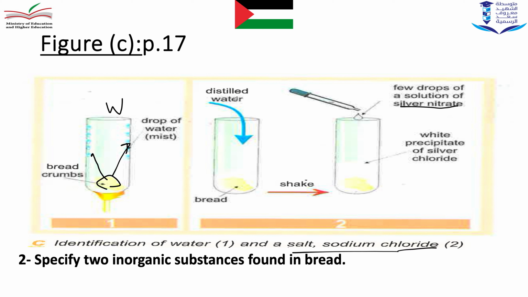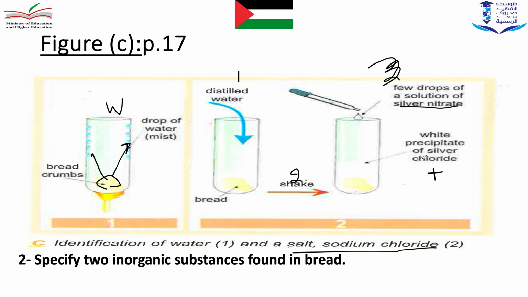We have many steps. The first step, we have to add distilled water. Then the second step is shaking it well. The third step is adding a few drops of silver nitrate. In case it gives me white precipitate, it means I have salt. In case it does not give white precipitate, there is no salt.